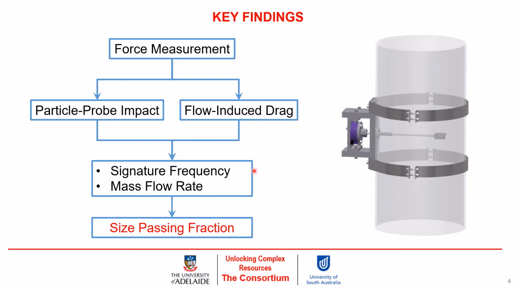Using the force measurement, we can also determine the mass flow rate without the need for a separate flow meter. By synthesizing these two types of information together, we can obtain the size passing fraction of a target particle size. For example, if you are interested in monitoring P80 of 75 microns, then our device will give you a reading in percentage, showing the fraction of particles that are smaller than 75 microns.